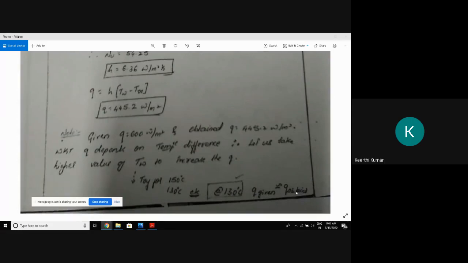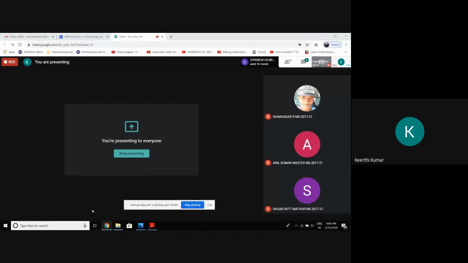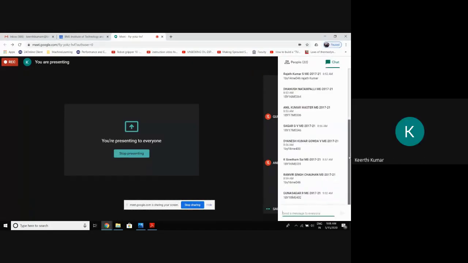So you can write a note at the last: after assuming the temperature of the wall as 100 degrees, 150, 125, we came to know that the temperature of the wall must be 130 degrees centigrade. Then the given condition will be satisfied. Is it clear? Yes, sir. Okay. So that is how we have to solve the problem on natural convection.